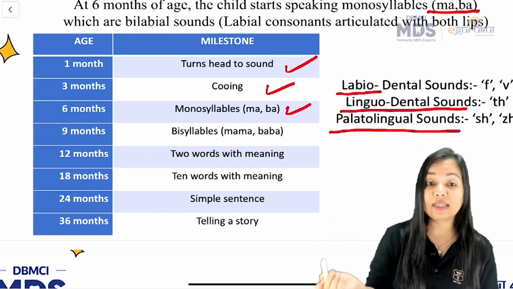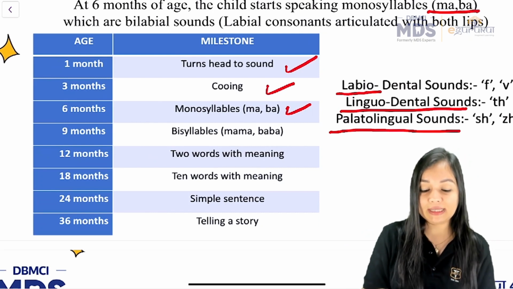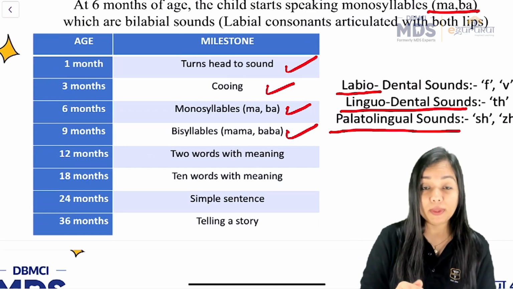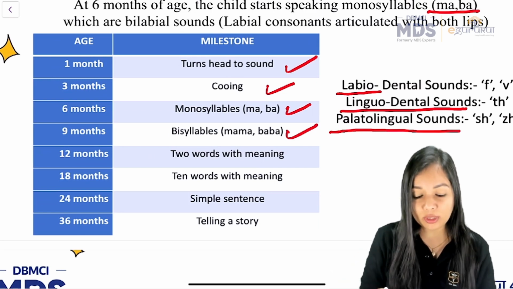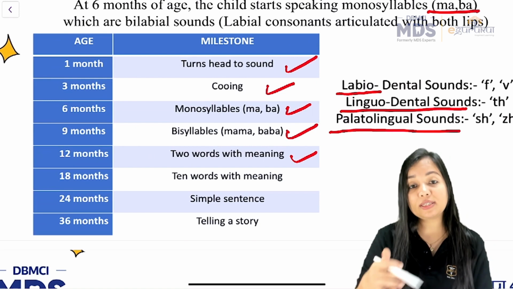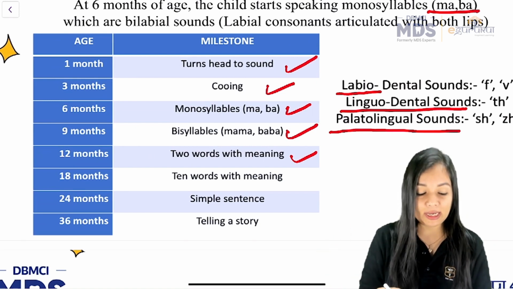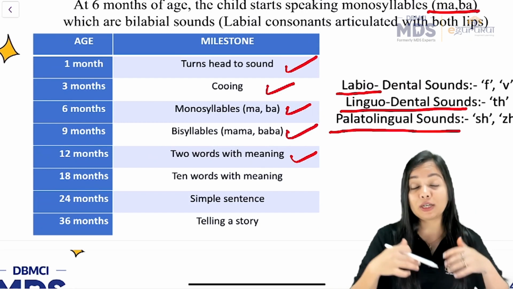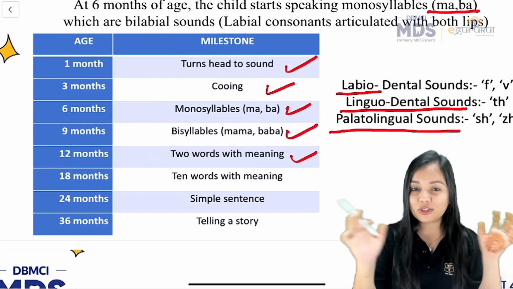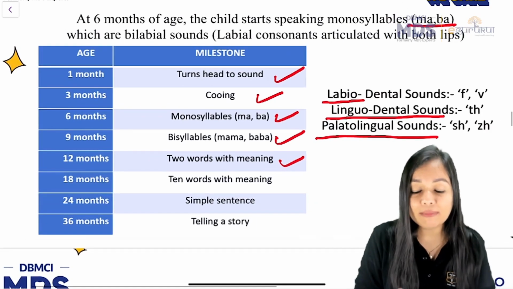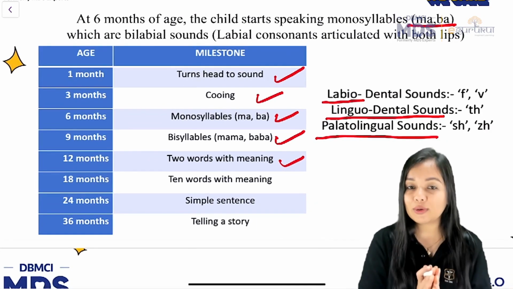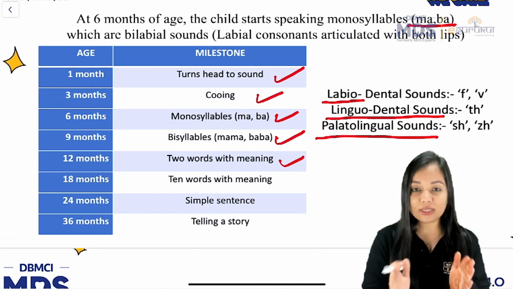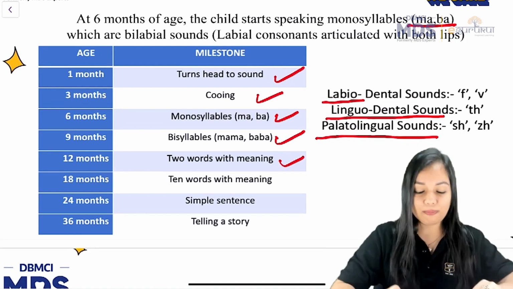Then when he is 9 months old, he might start saying bisyllables, that means mama or baba. Then when he is 12 months old, he might say two words that have meaning. And then at 18 months, 24 months, and 36 months, he'll start telling stories and making stories. So these are the milestones, but the easiest sounds to utter are the bilabial sounds, and those are the first sounds that a child starts speaking.